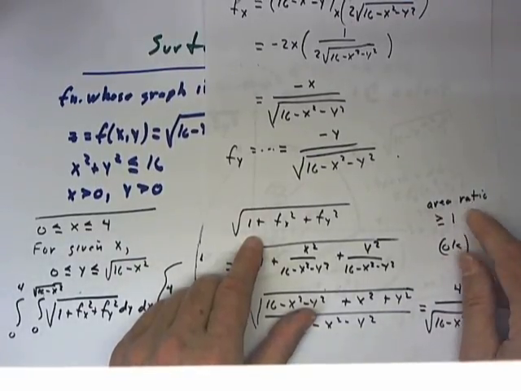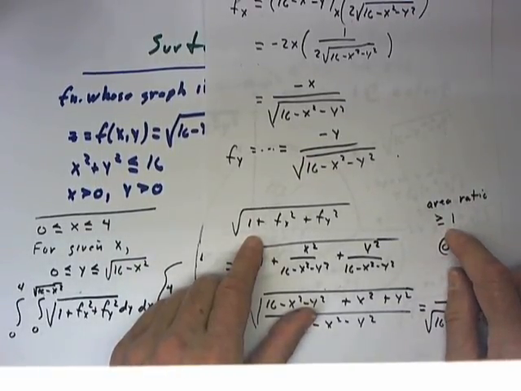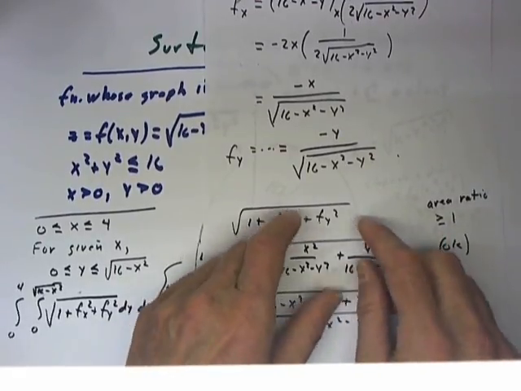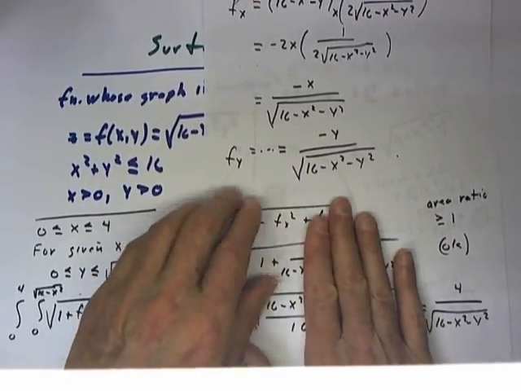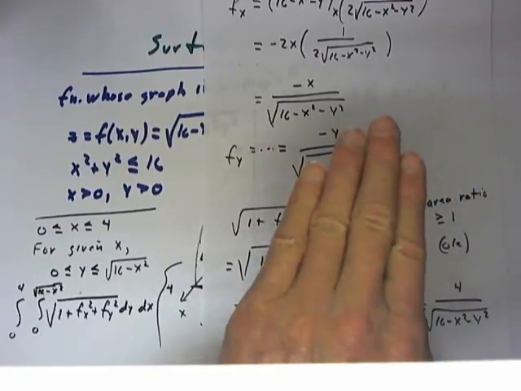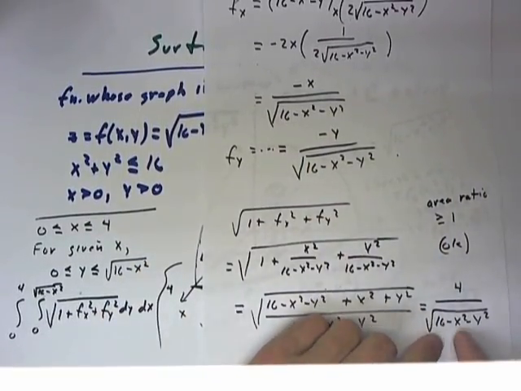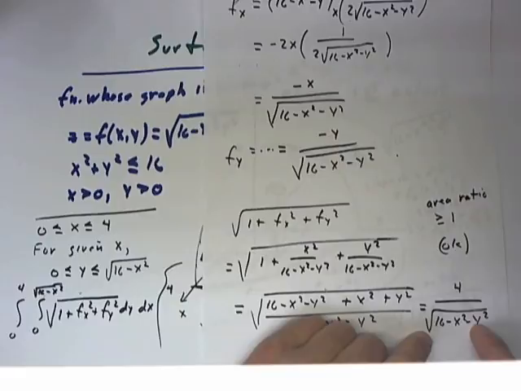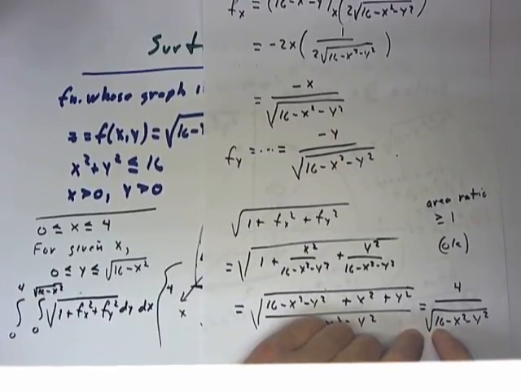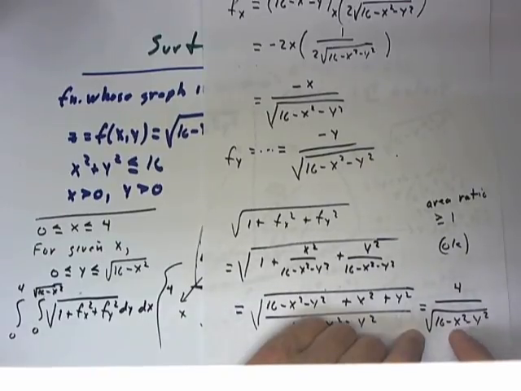We check to make sure the area ratio is greater than or equal to 1, as it must be. The area of a region above the XY plane has to be at least as great as the area of that region. And we verify that, well, x and y are both greater than or equal to 0, so this expression is less than or equal to 16, meaning its square root is less than or equal to 4, meaning we're dividing a smaller number into a larger number. Our area ratio does end up being greater than or equal to 1.